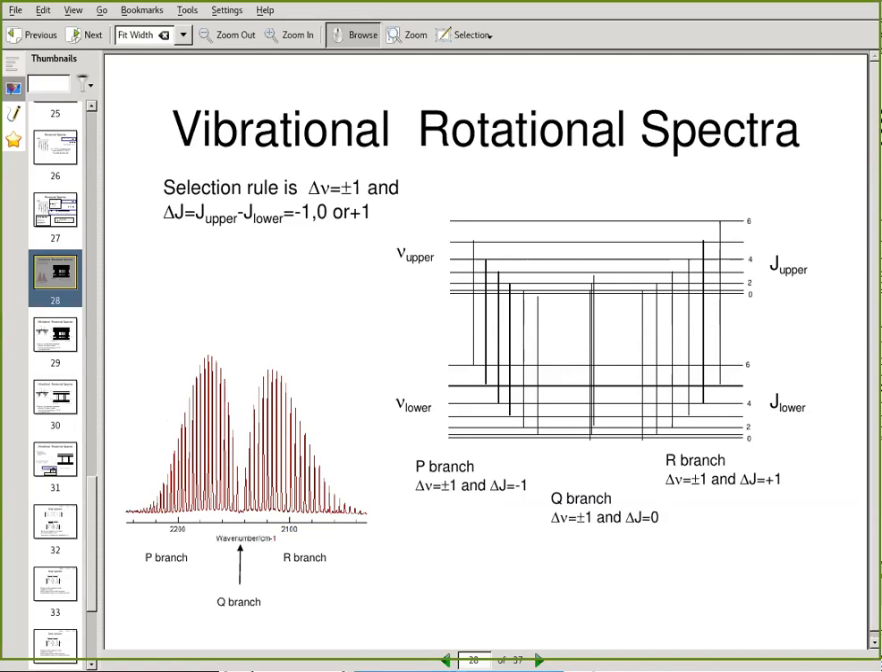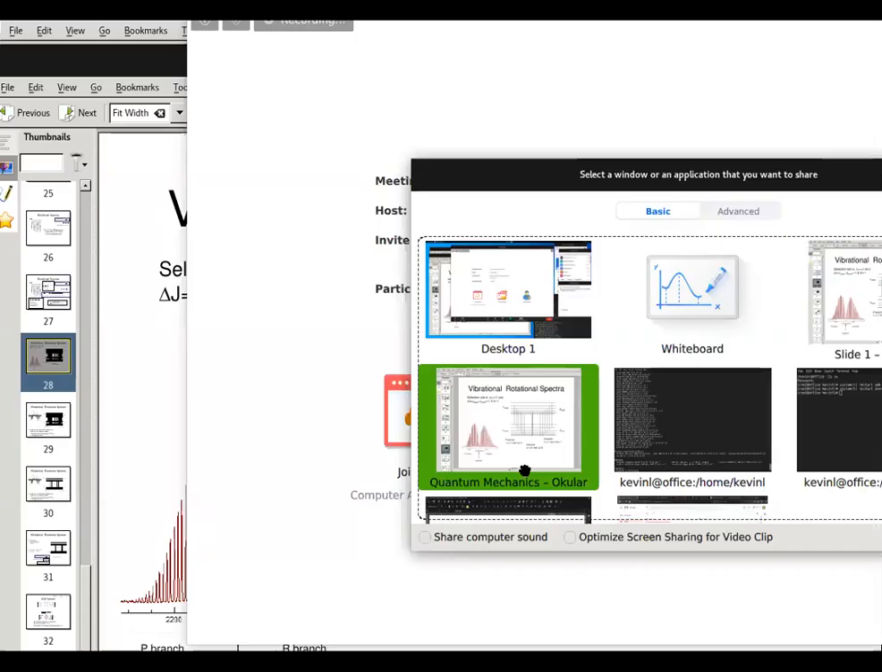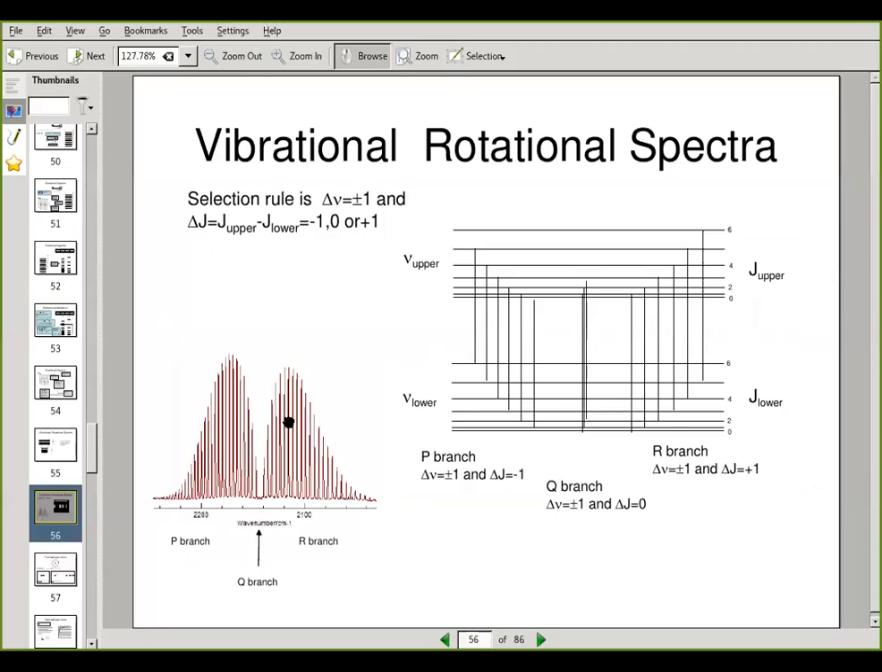Okay, let's go back to the slides. Let's go back here. So just note that that's how vibrational spectra work.